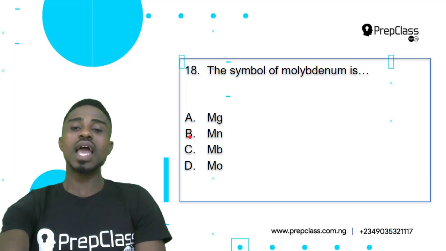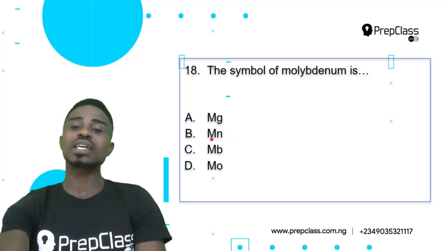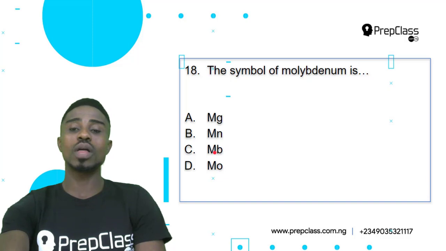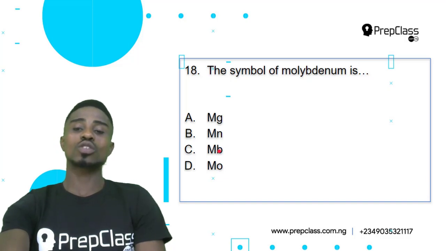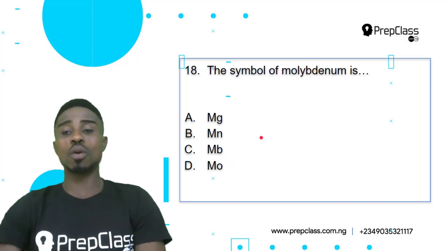Option B, Mn stands for manganese. It took the first alphabet and another alphabet. Mb, there's basically no element with the symbol Mb. So option D, Mo is the symbol for molybdenum. The first and the second alphabet gave us the symbol for molybdenum.